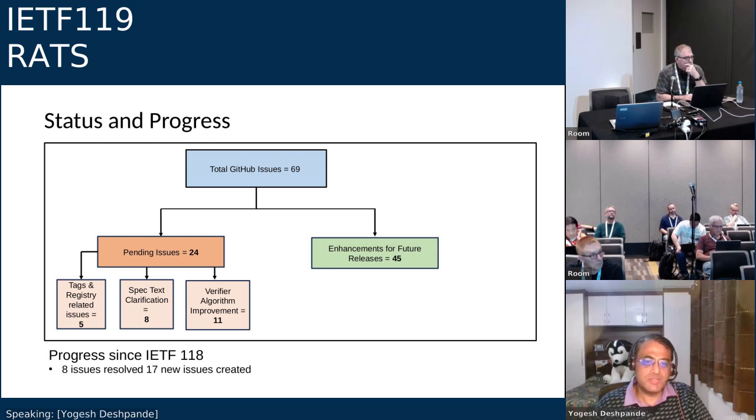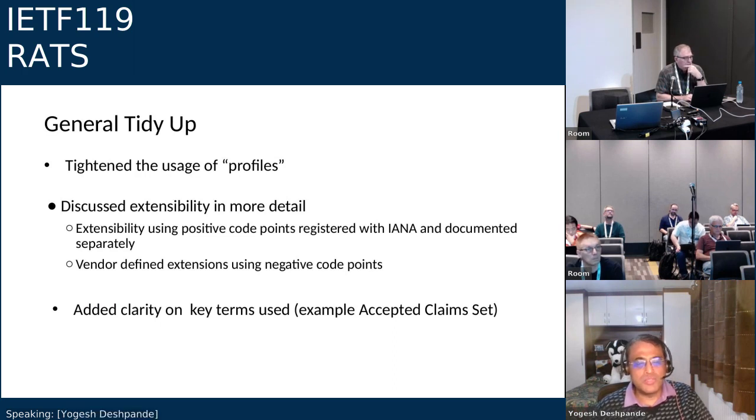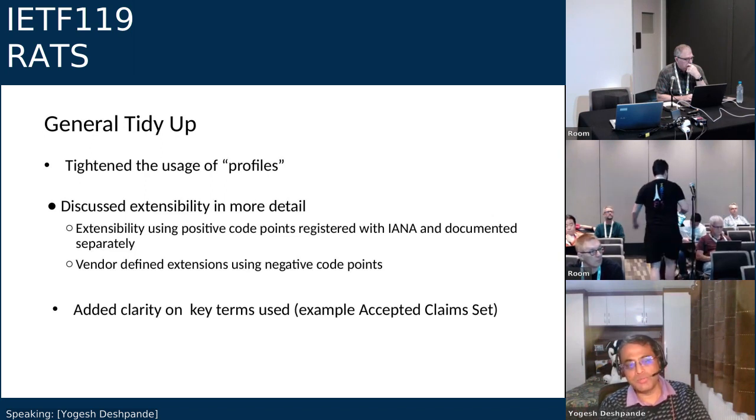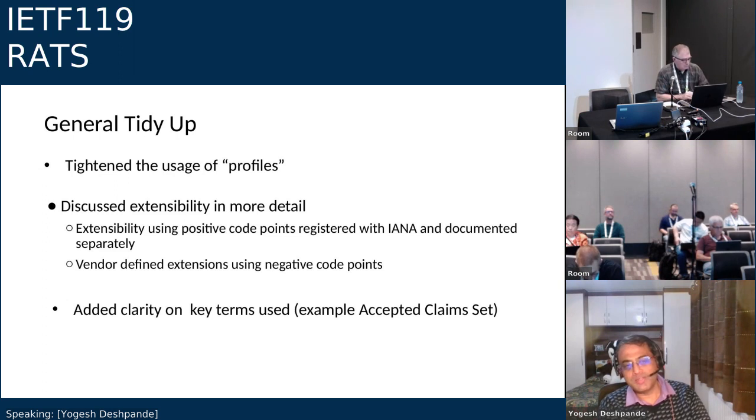So, next slide, please. This is some tidy up of the language we have done in the spec, where we have tightened the usage of profiles, how profiles should be exercised, and then we have become more crisp on the use of extensibility, where vendor defined extensions always have to have negative code points, and the positive extensions should be registered with IANA. So that has been tightened and added more clarity on the key terms used, like claims, accepted claim set, etc. in the spec. Yeah. Next slide, please.